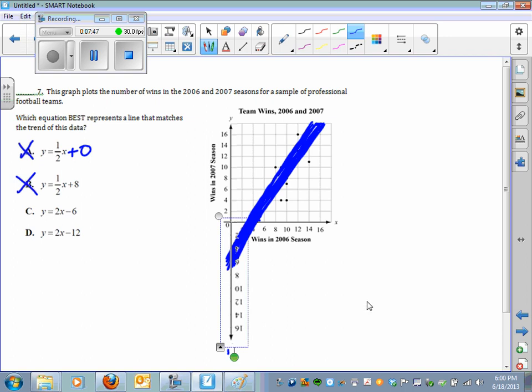Looking at these little hash marks, which I think accidentally became just a little bit transparent, you can see that it does not cross at 12. It's pretty clear that 12 is too far down, and that 6 is pretty much dead on. And so the answer is going to be C, y equals 2x minus 6.